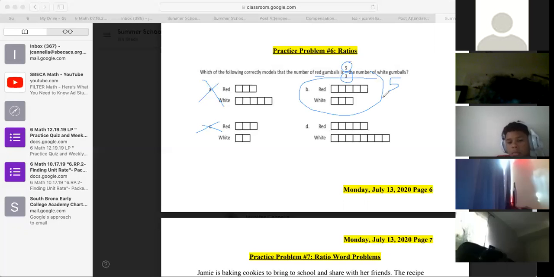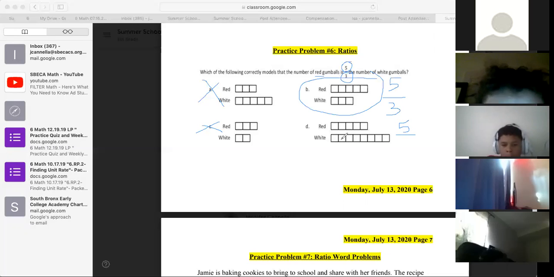5 red for 3 white. This is 5 red for 1, 2, 4, this is for 8. So this is why B is right, not D. A lot of people pick D, they get distracted.